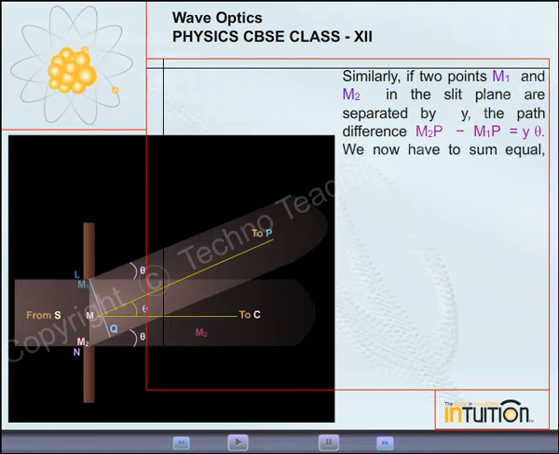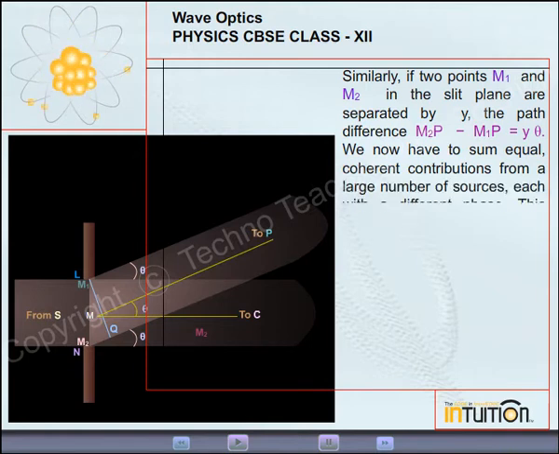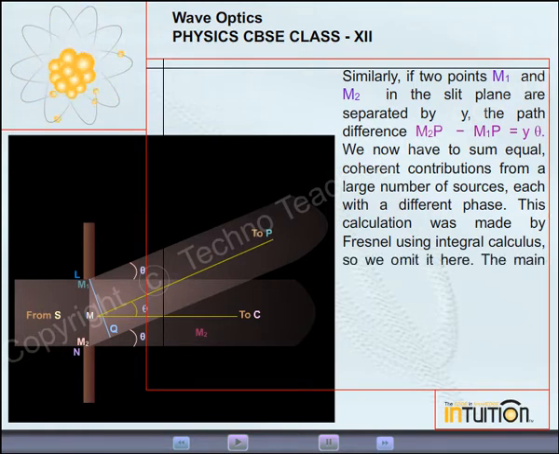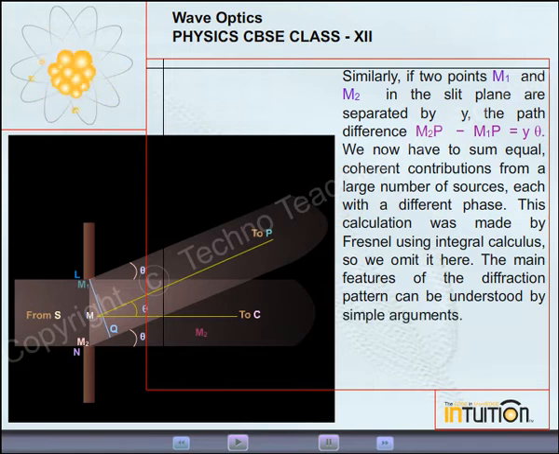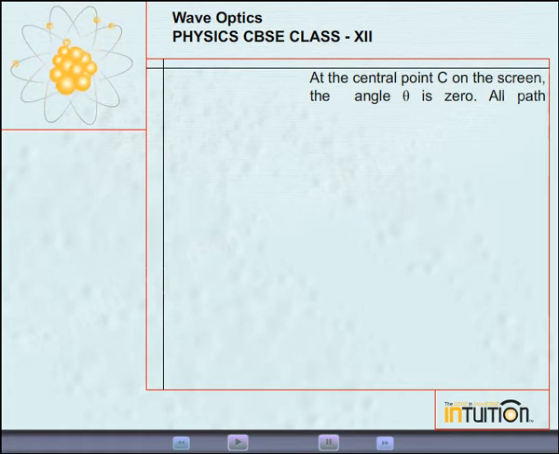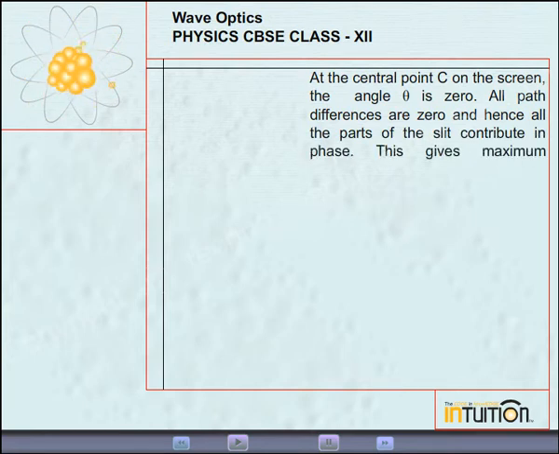We now have to sum equal coherent contributions from a large number of sources, each with a different phase. This calculation was made by Fresnel using integral calculus, so we omit it here. The main features of the diffraction pattern can be understood by simple arguments. At the central point C on the screen, the angle theta is 0. All path differences are 0 and hence all the parts of the slit contribute in phase. This gives maximum intensity at C.